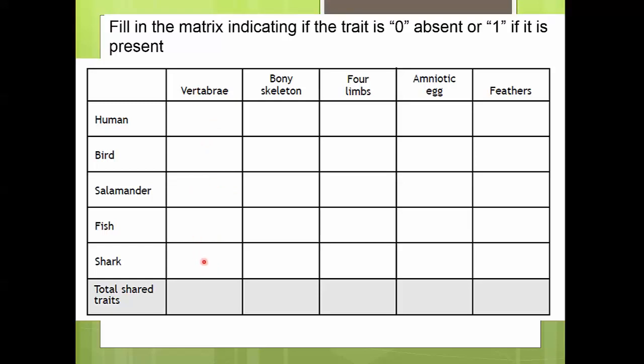Now, a derived trait would be a trait that separates these organisms from each other. For example, feathers is a trait only found in birds. Feathers are a derived trait of the birds. So we use these different kinds of traits to try to figure out how organisms are interrelated. Now, we have to be careful when we're doing that, however, because sometimes we can be mistaken.